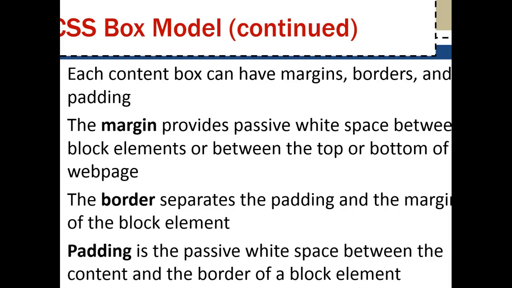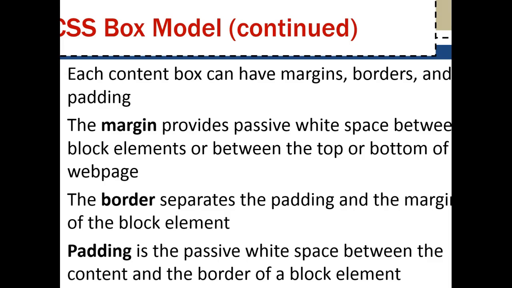The margin provides massive white space between the block element or between the top or bottom of a page. We can define the margin as the top, right, bottom, left of a block element. Margins, again, are transparent, and they can be measured in pixels, EMs, or percentage. The border separates the padding and the margin of the block element. A border can vary in thickness and color, and it can be defined again as top, right, bottom, and left side of the block element.